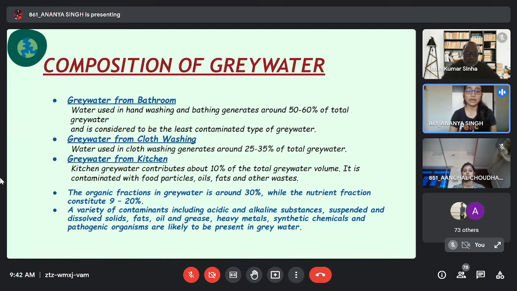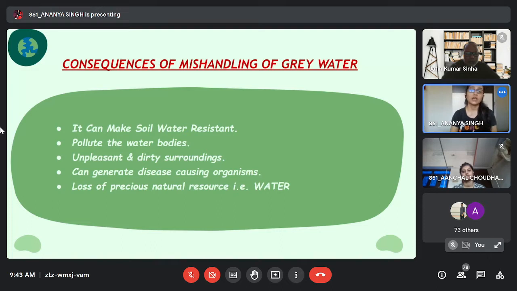The organic fraction in grey water is around 30%, while the nutrient fraction constitutes 9 to 20%. A variety of contaminants, including acidic and alkaline substances, suspended and dissolved solids, fat, oil and grease, heavy metals, synthetic chemicals, and pathogenic organisms are likely to be present in grey water.